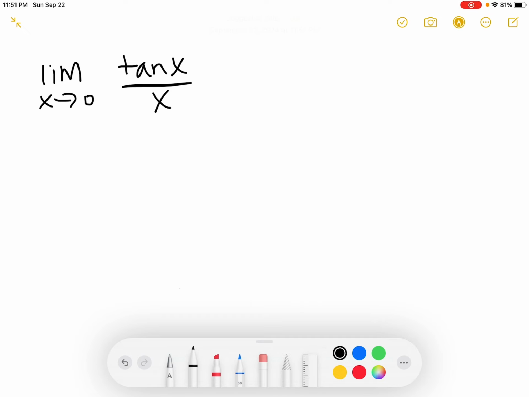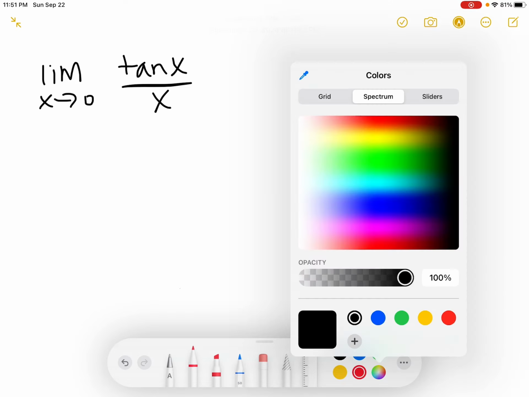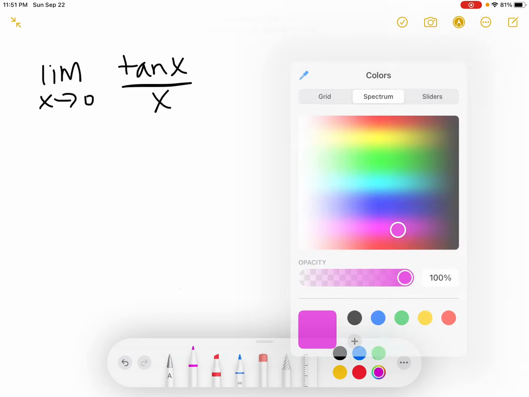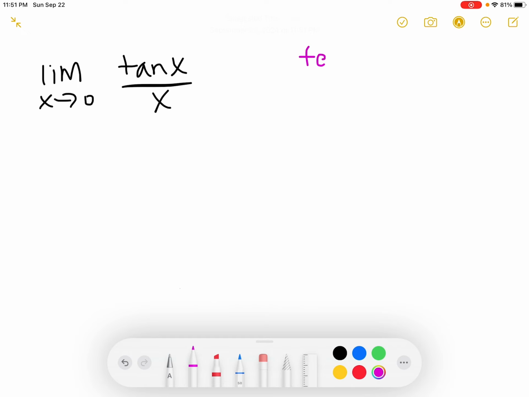Anytime you have a problem where you don't know what to do, the first thing you should think is, I'm probably going to have to change something to make it look like something that I do know how to do. We don't know how to do things with tangent, but are we able to do something to tangent to make it look like what we just did? Yes, because hopefully you know your trig identities. I have a video on that if you need it, but tangent of x is going to equal sine x over cosine of x.